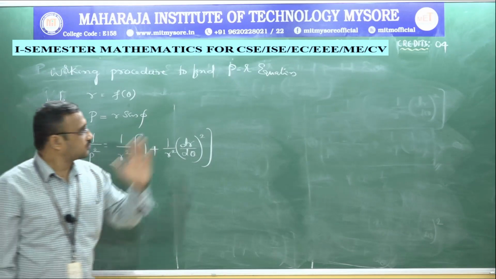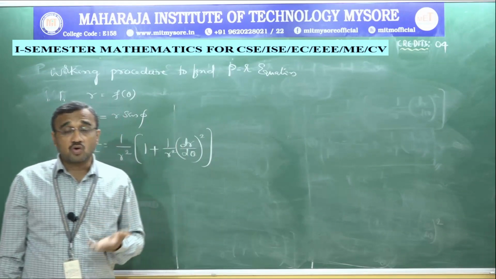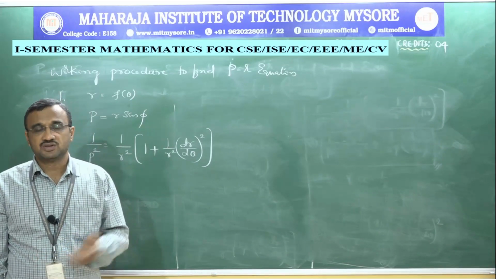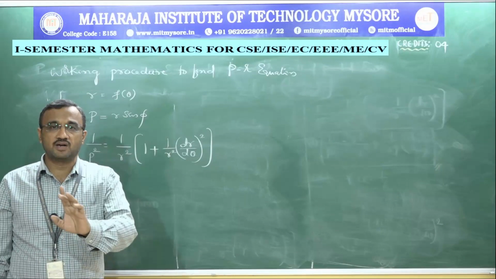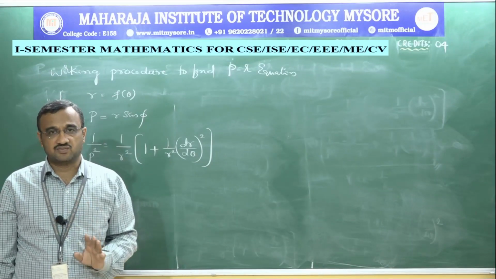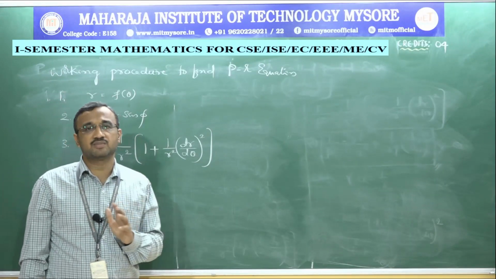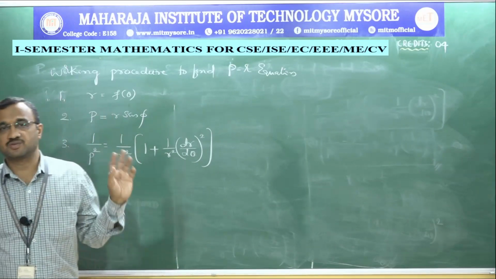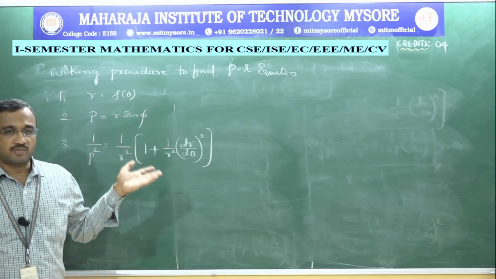Okay, so this is the procedure we have to follow to find the pedal equation, that is the p-r equation. The equation should contain only p and r, and it is called a pedal equation. The main thing is that we are going to eliminate the angle theta. Now I am going to see some problems on how to form a pedal equation.